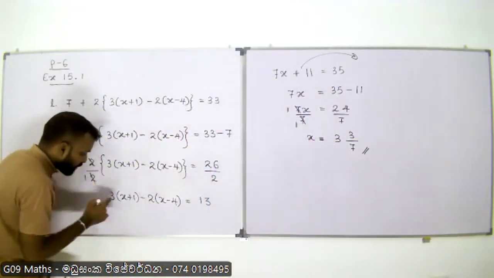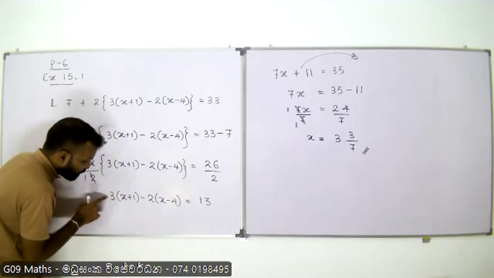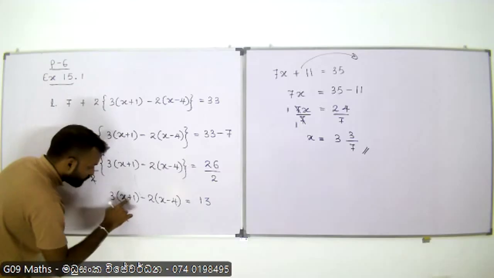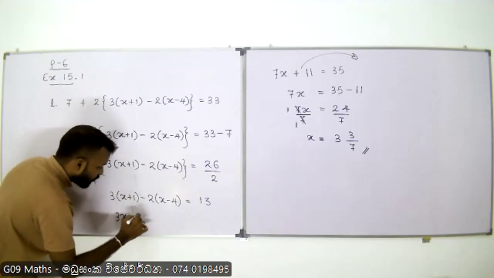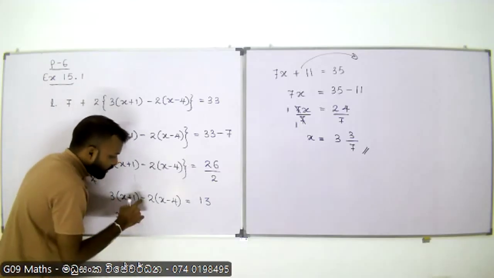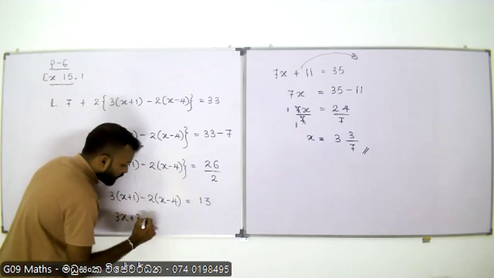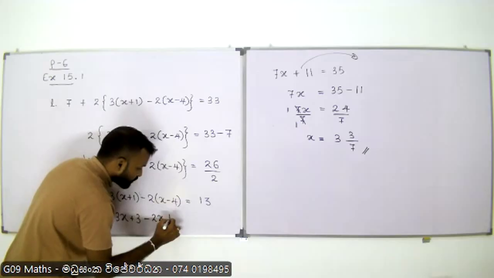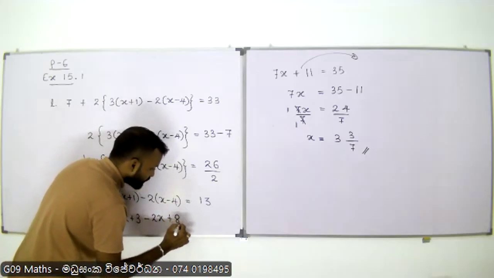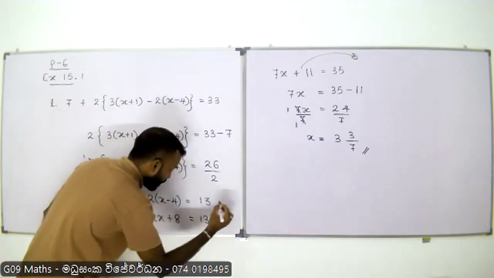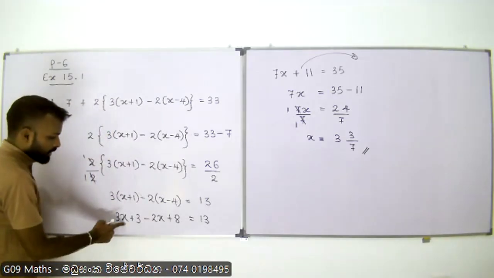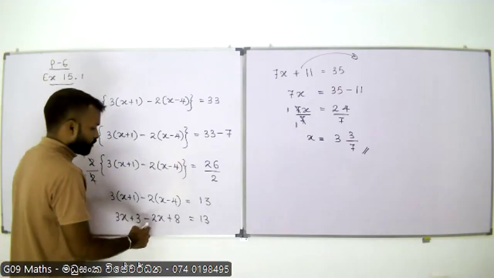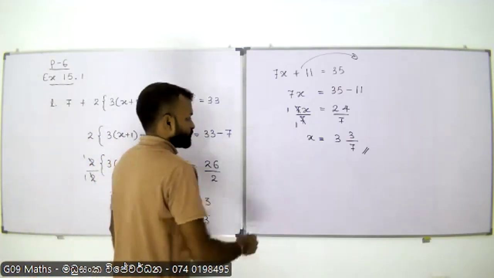So remove the bracket. This is positive 3 now. Positive into positive, positive. 3 into x, 3x. Positive into positive, positive. 3 into 1, 3. Negative into positive, negative. 2 into x, 2x. Negative into negative, positive. 2 times 4, 8. Right? Make 3 apples minus 2 apples, right? 3 minus 2, 1 apple. X.